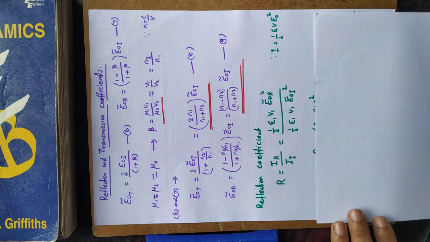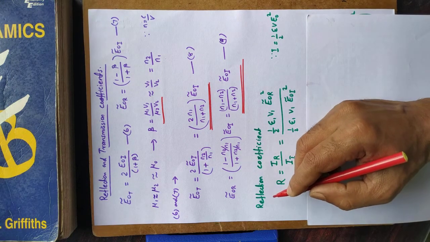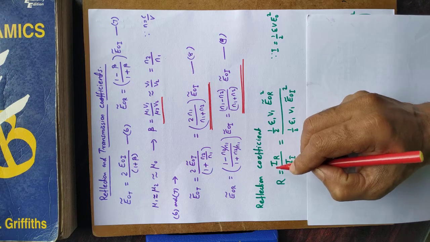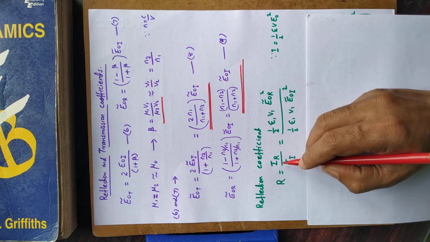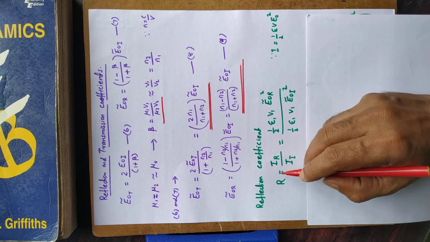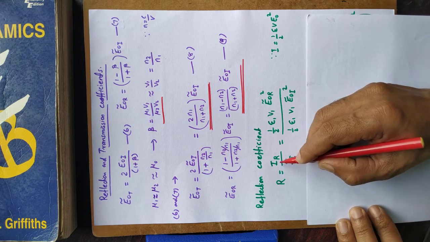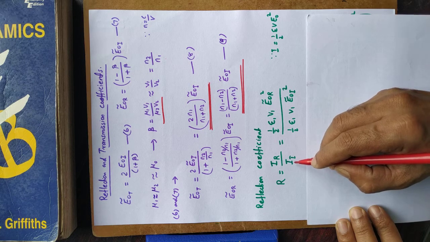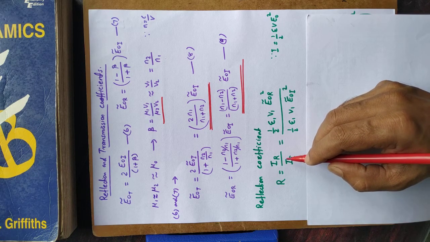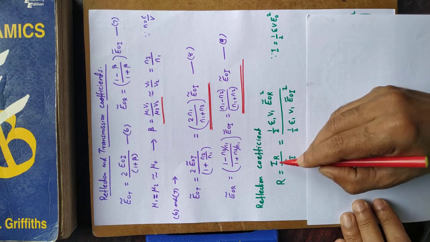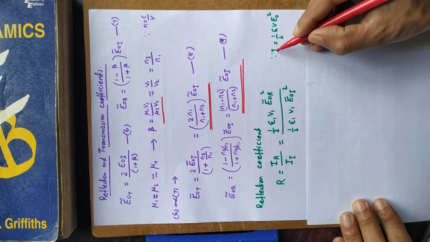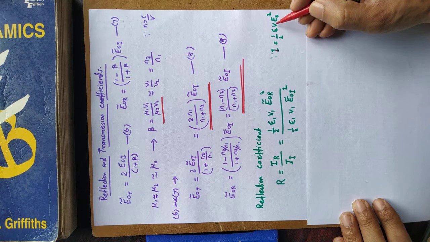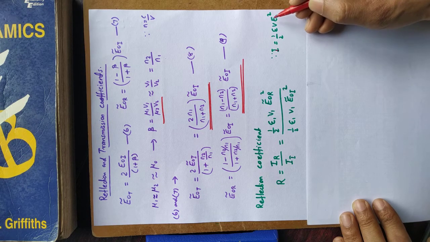Now let me define the reflection coefficient. The reflection coefficient is defined as the ratio of reflected intensity to the incident intensity. We know the intensity I, in terms of electric field, is half epsilon v E0 square.